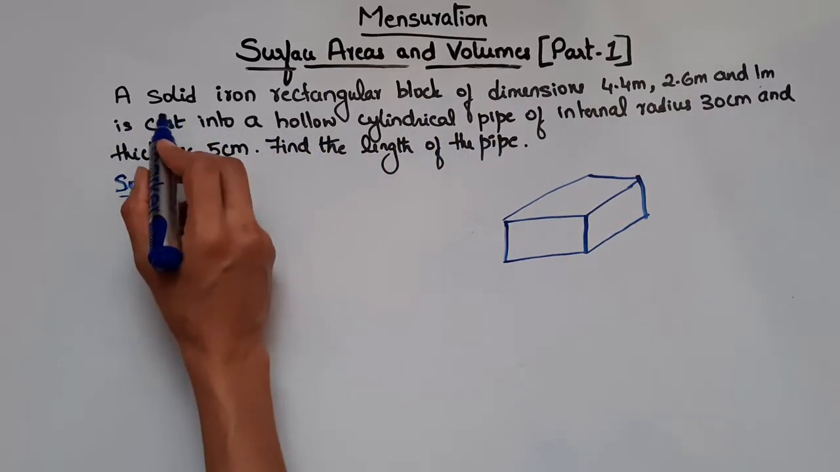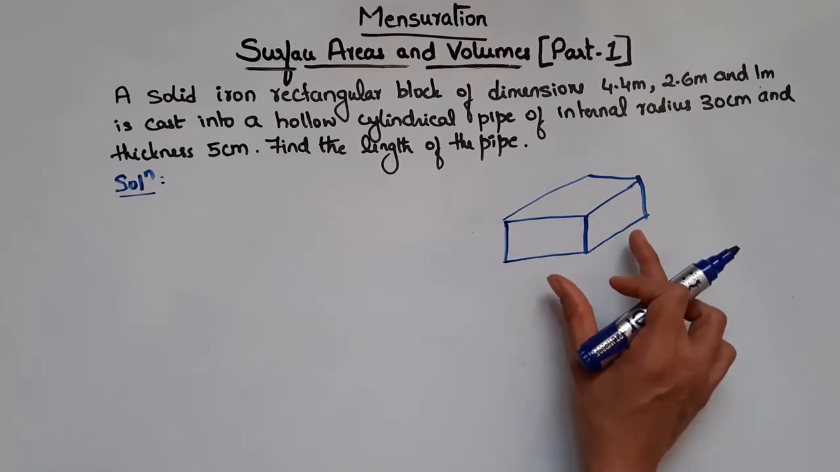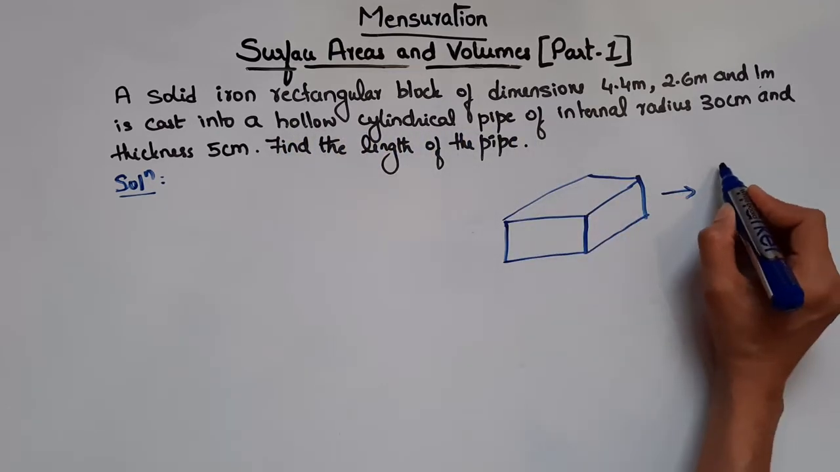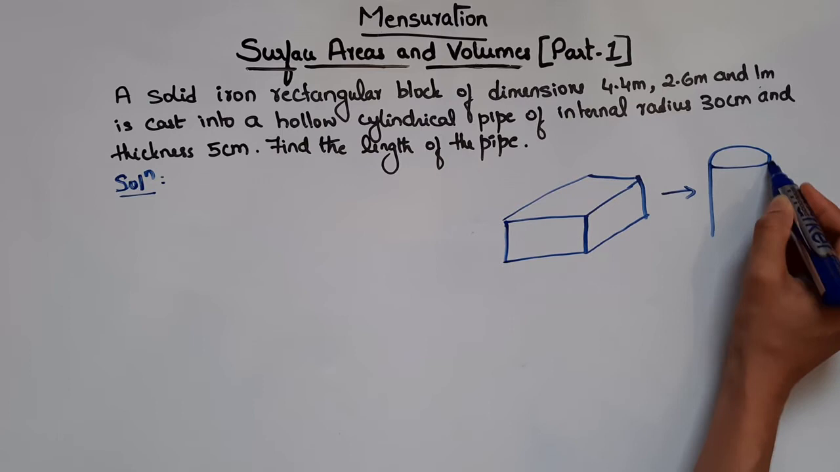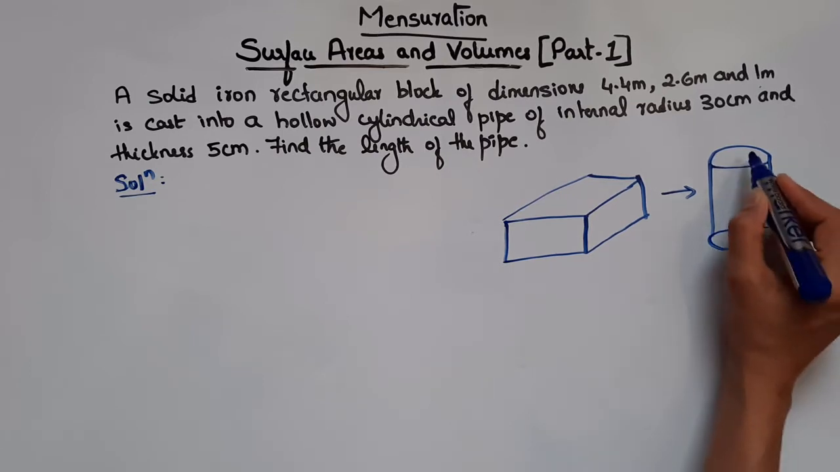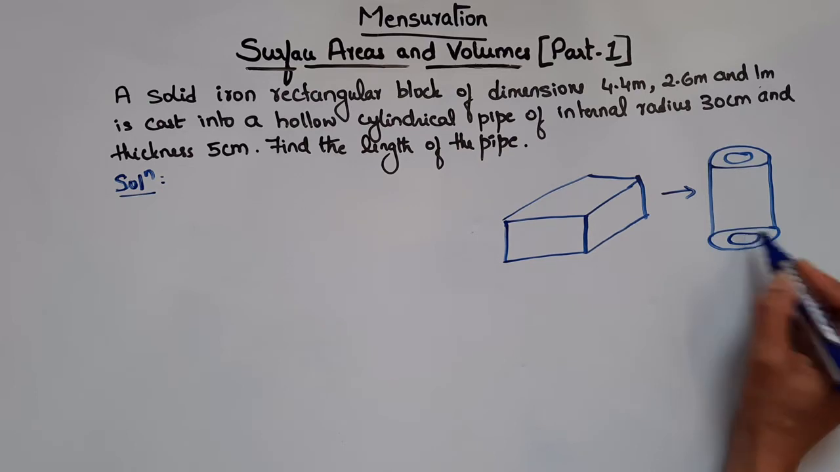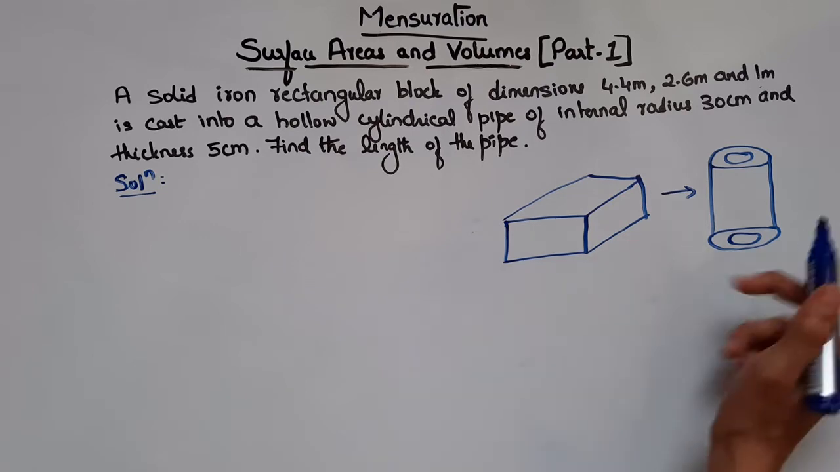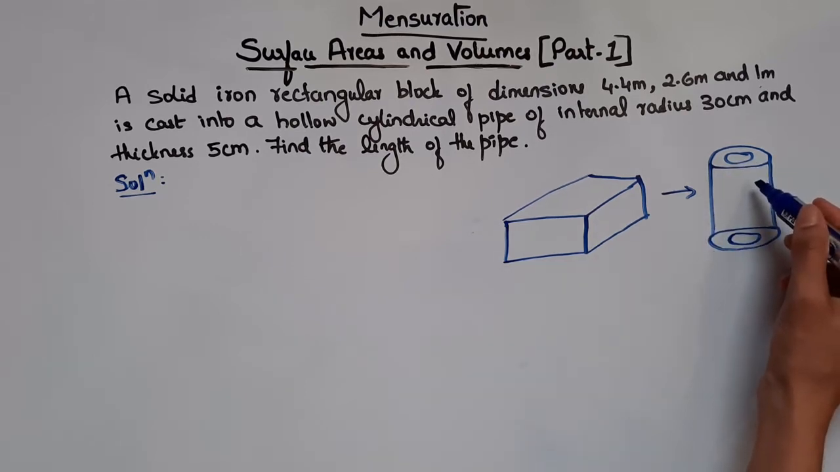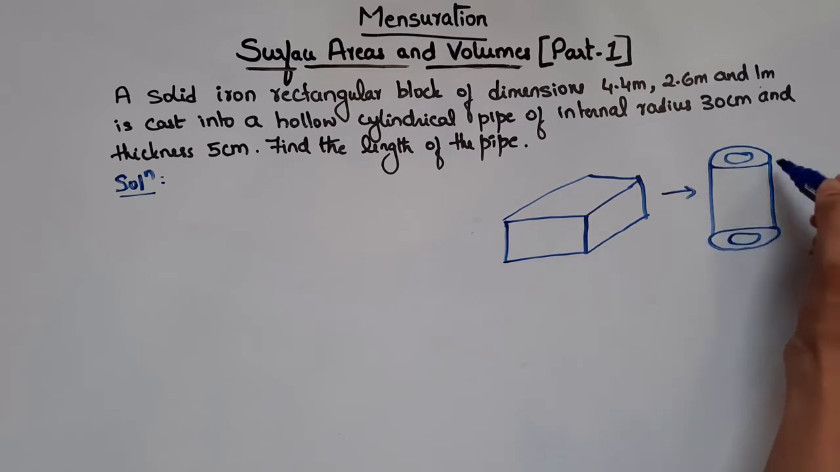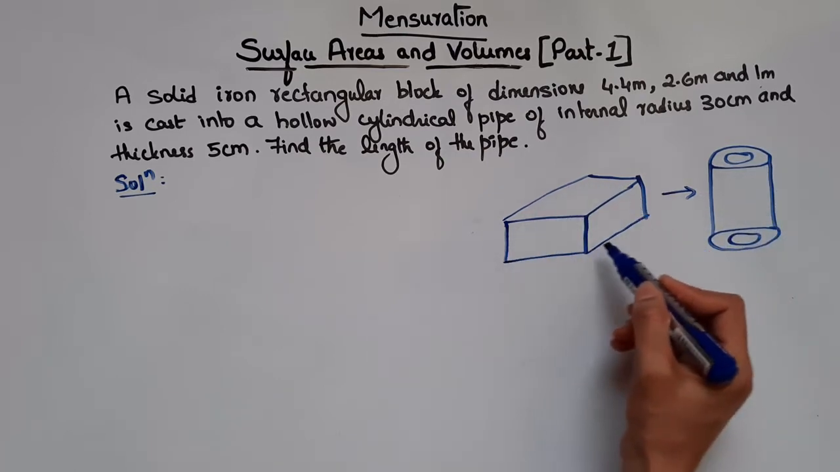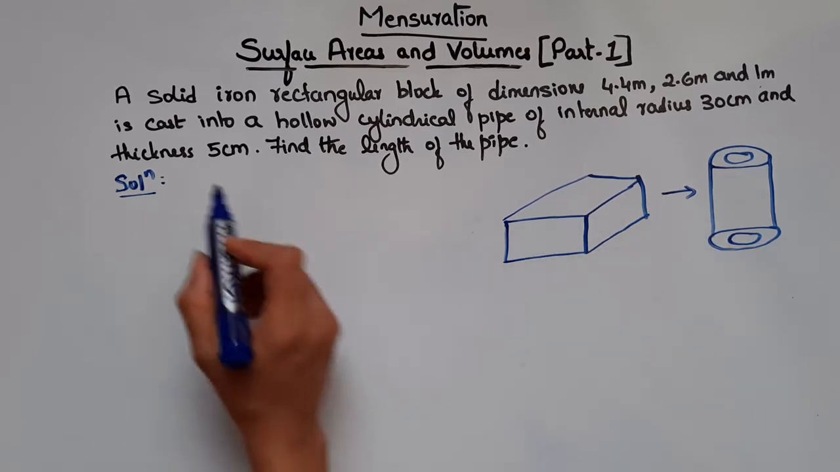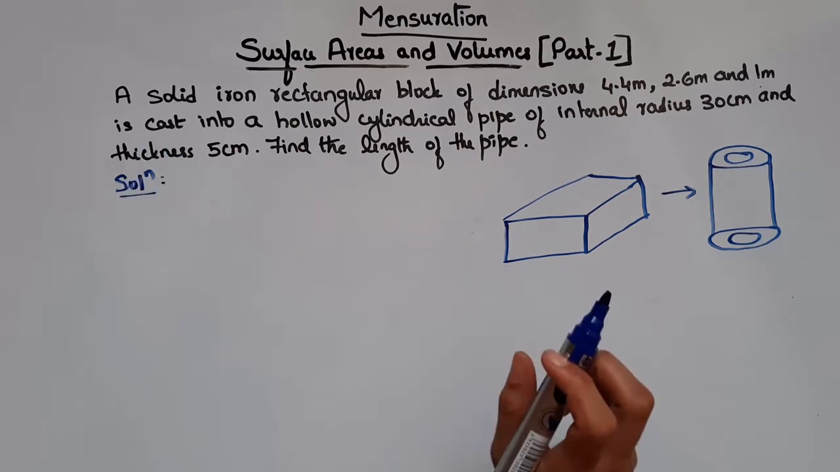Now what is casting? Casting means melting this material or the solid to form a hollow cylindrical pipe. So they are making a hollow cylindrical pipe. So this is hollow inside. So here if you see, the volume of this iron rectangular block is equal to the volume of this hollow cylindrical pipe. Here the material used to make this hollow cylindrical pipe is the same as the material of this iron rectangular block, right? So their volume is constant. So whenever you come across a casting problem, there the volume is constant.